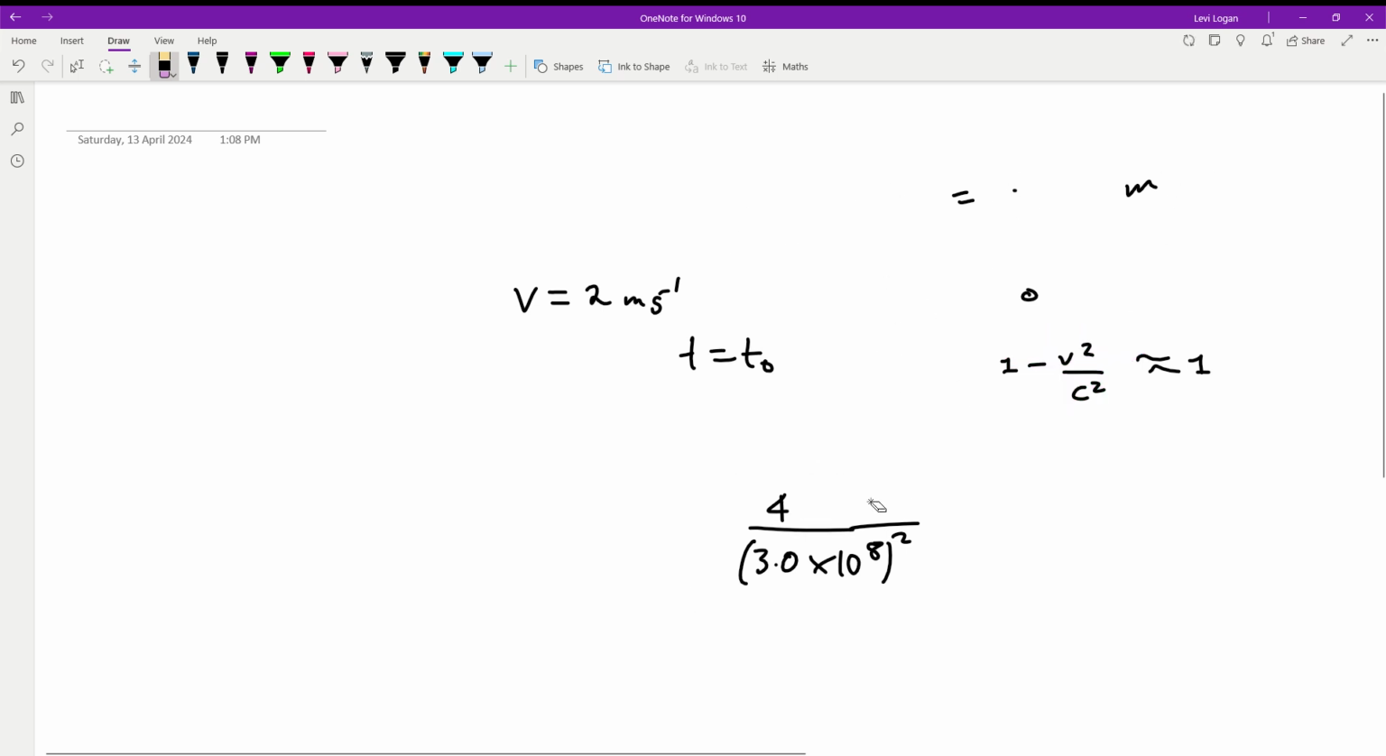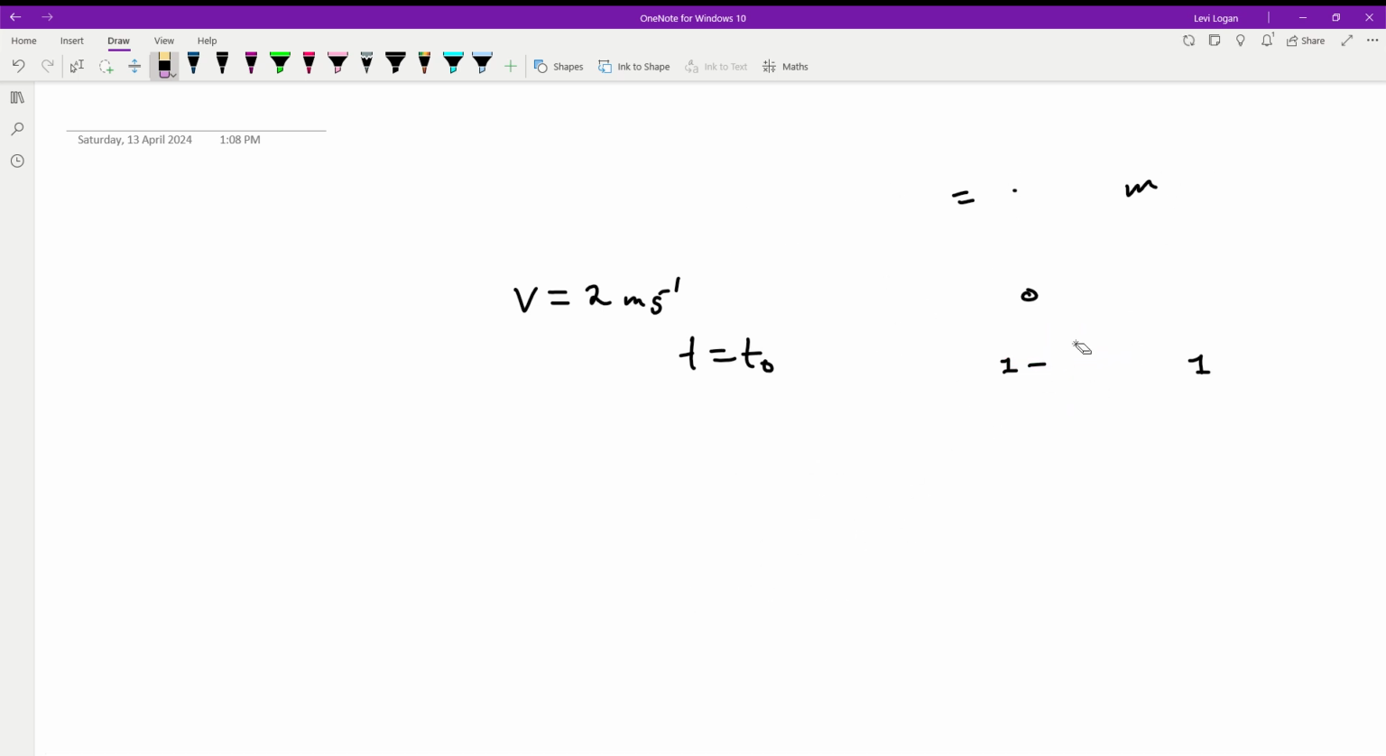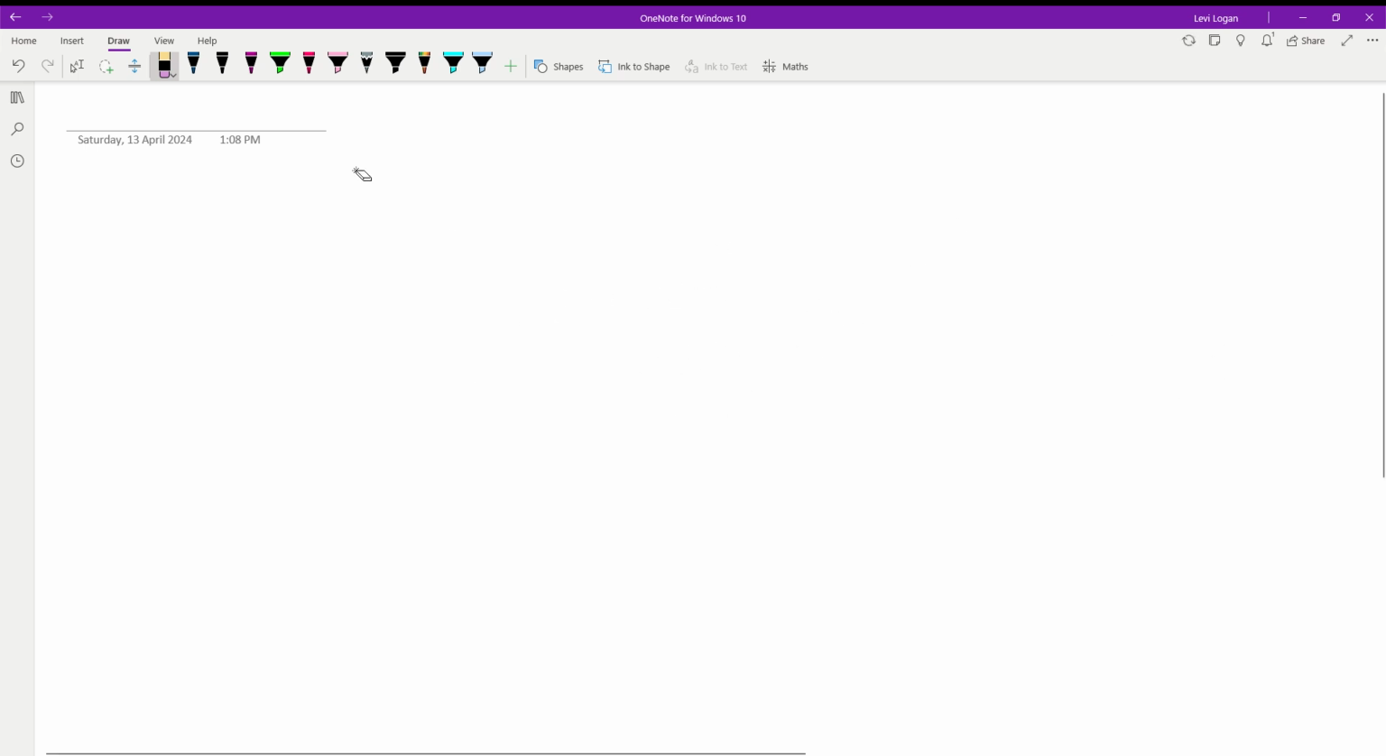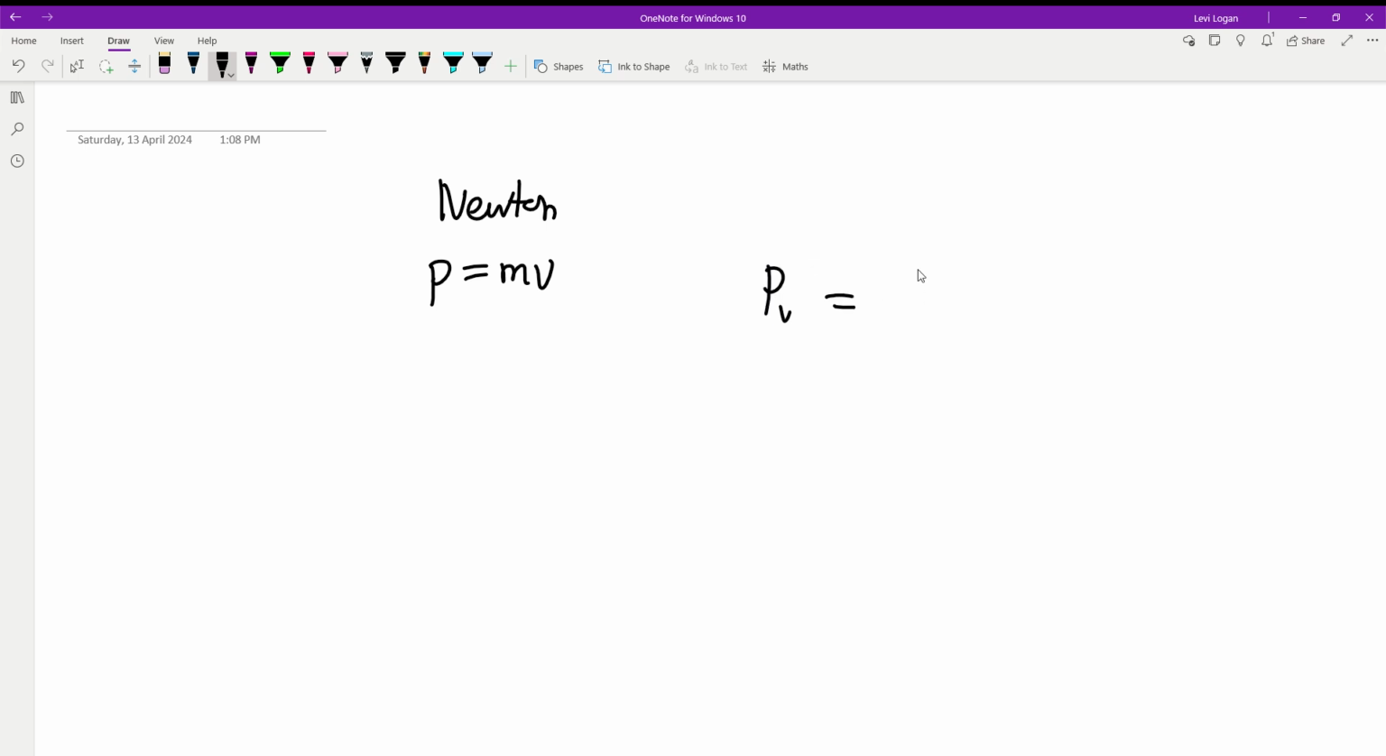The same thing is with momentum, okay? So momentum is mass times velocity, but if you're moving at velocities close to the speed of light, you have to use the relativistic momentum formula, okay? So momentum is mass times velocity, so this is Newton, and Einstein's formula, so relativistic momentum is mass times velocity over the Lorentz factor, okay?